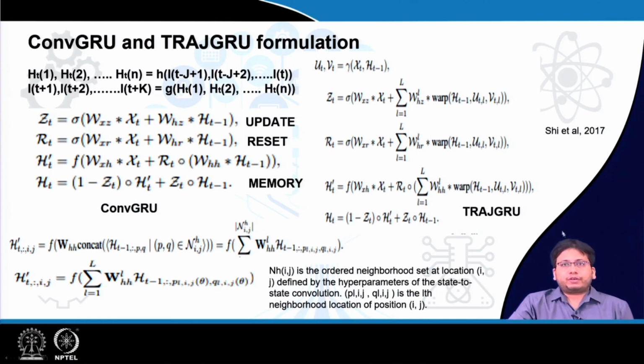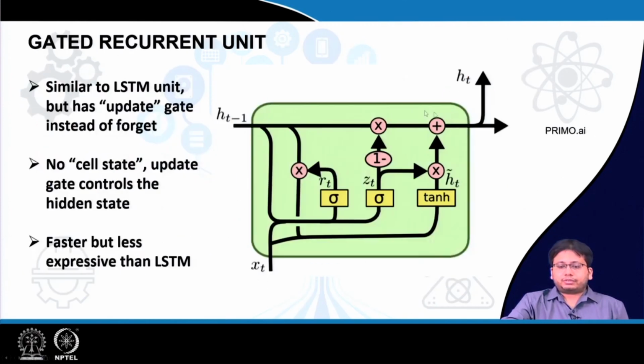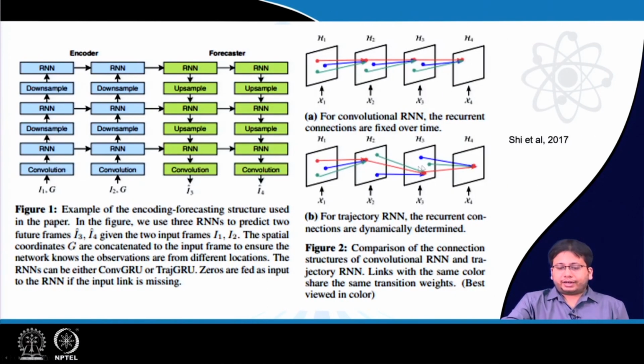The alternative is to have traj GRU, in which, as they have mentioned earlier also, all these recurrent connections vary from every point of time. That is achieved by these two intermediate variables ut and vt. Based on the current input and the past memory, as a function of that, these two signals ut and vt are generated, and these are used to warp the past memory, ht minus 1. This warping of ht minus 1 basically helps to change the recurrent structures.